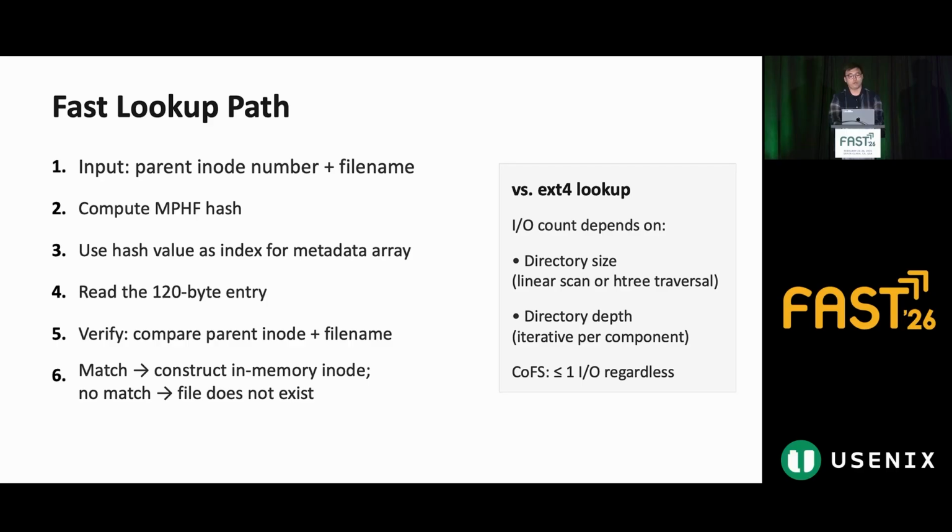Next, we perform a verification. We compare the parent inode and the file name length. If either doesn't match, the file doesn't exist. If both the parent inode number and the file name match, the in-memory inode will be constructed from the entry we just read, and the entire process requires at most one I/O operation. And if the corresponding disk block is already in the page cache, no I/O is needed at all. Compare this to a traditional file system like ext4, where the I/O count for the inode lookup without caching depends on both the directory size and directory depth.